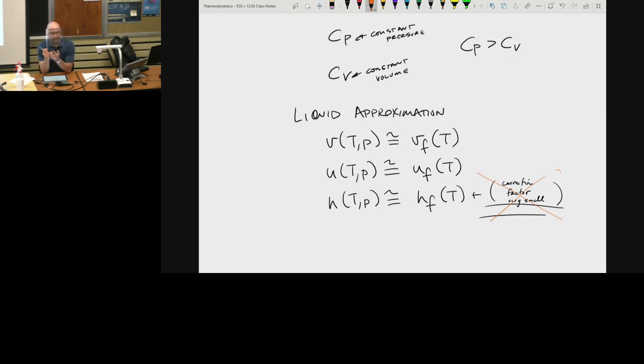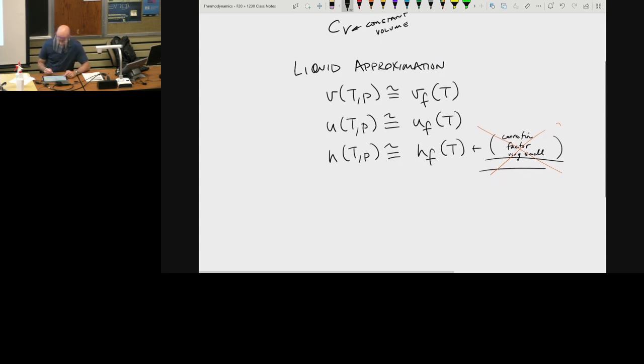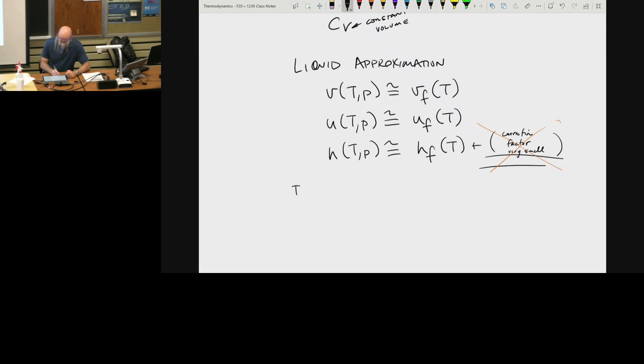If you see something that's a liquid and you want to do a liquid approximation, just assume that the properties are the same as the saturated liquid properties at whatever temperature you've been given. It's important that you use temperature. If you use the pressure you've been given, you're completely off. It only works for temperature. Okay. And then the last thing we talked about is something called the incompressible substance model.